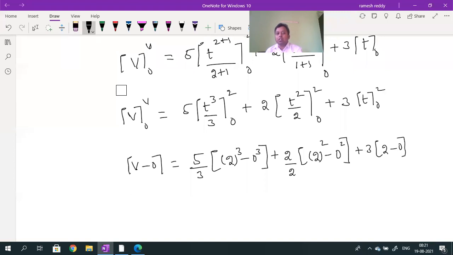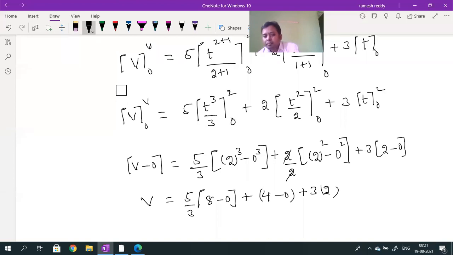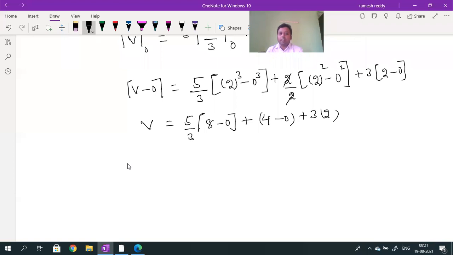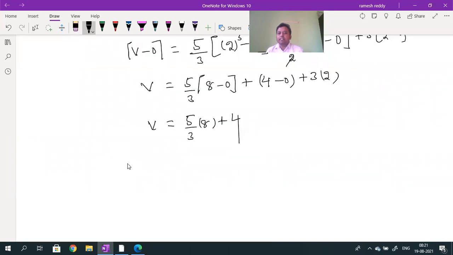Now v minus 0 will be equal to v only. It is 5 by 3 into 2 cube, which is 8 minus 0, plus 2 cancels here, 2 square is 4 minus 0, plus 3 into 2 minus 0, which is 2 only. So v will be equal to 5 by 3 into 8, plus 4, plus 6.